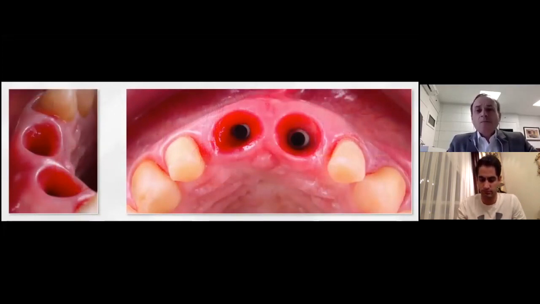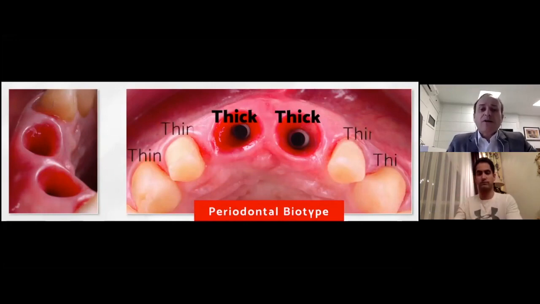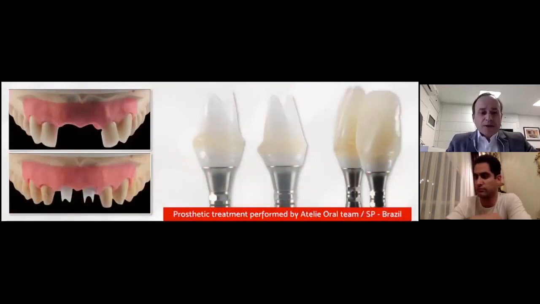Through this occlusal picture, let's evaluate the periodontal biotype. In the implants, in number 11 and 21, we have a thick periodontal biotype, but in the neighboring teeth, we have a thin periodontal biotype. So an impression was taken, and two zirconia abutments were made over these two implants, plus two single crowns, and four porcelain contact lenses on the lateral incisors and the canines, on the right and the left side.